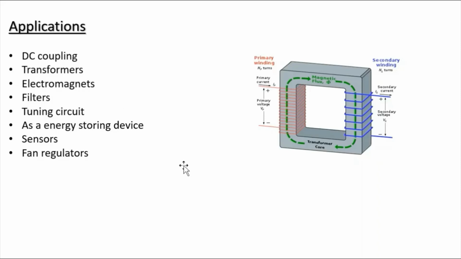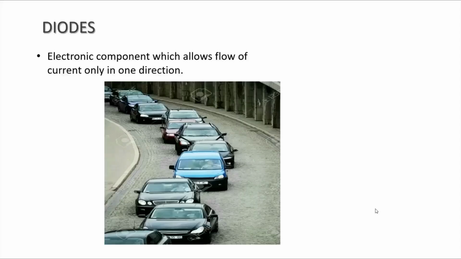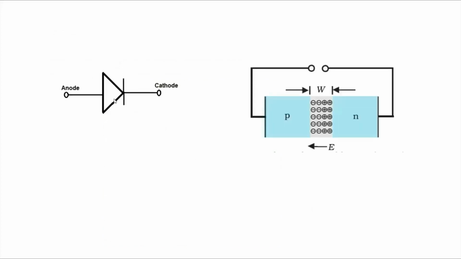Next topic is diodes, which will be explained by Shiv Prasad. What is a diode? Let's think about a one-way road in which we can only move in the forward direction and we cannot go back. In diodes, electrons can only flow in one direction and electron flow in the opposite direction is prevented. This is the symbol of the diode, and this part is known as the anode and this part is known as the cathode. Most widely used diodes are p-n junction diodes.